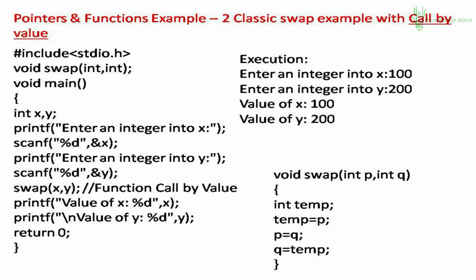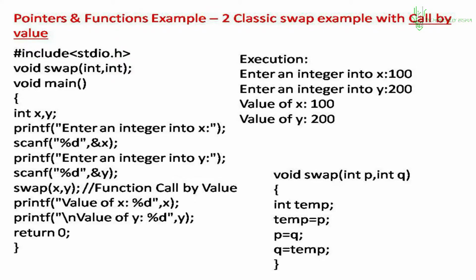Now you have a function, swap function. It takes two integer type arguments and it has a return type of void. In main function you are accepting two values from the user. And I am assuming the two values are 100 and 200. Those two values we are accepting from the user.